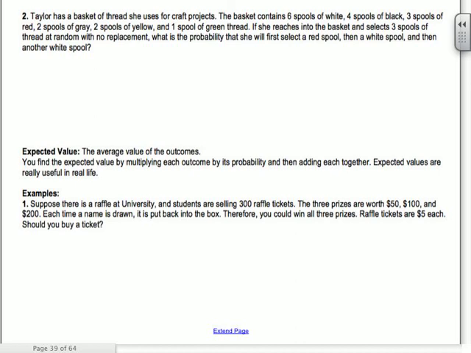Okay, so let's start out the tree. So you have white, black, red, gray, yellow, and green. Okay, so for the white thread, you have 6 out of how many total? Has anybody counted them up? 18. For the black thread, you have 4 out of 18. The red, you have 3 out of 18, so just fill in the probabilities for each one. 2 out of 18, 2 out of 18, 1 out of 18.